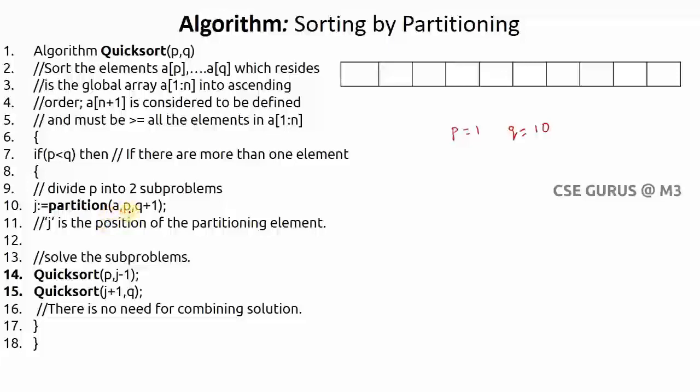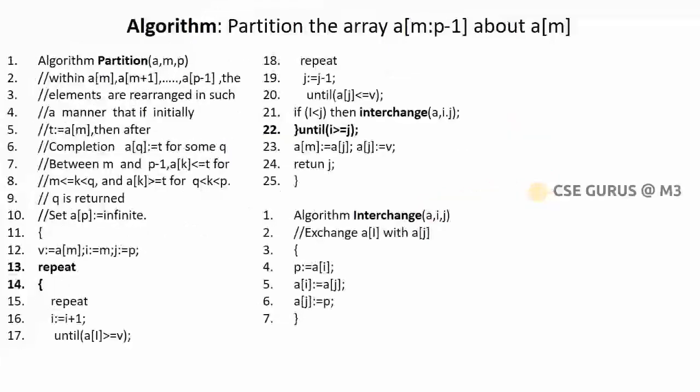One more thing we need to remember: partition A comma p. What is the p value? It is 1 and q plus 1, so that is 10 plus 1, which is 11. I am talking about initial values. That means your partitioning algorithm takes an array with the initial values 1 and q plus 1, which is 11. Now we'll go to the partitioning algorithm directly.